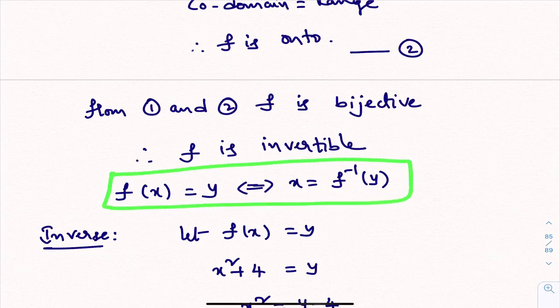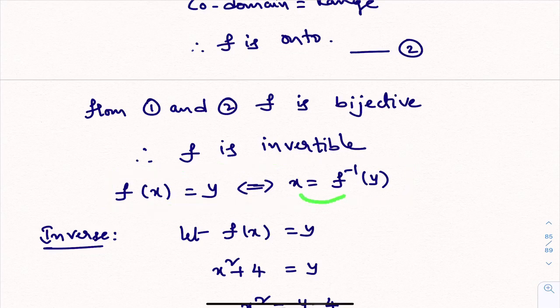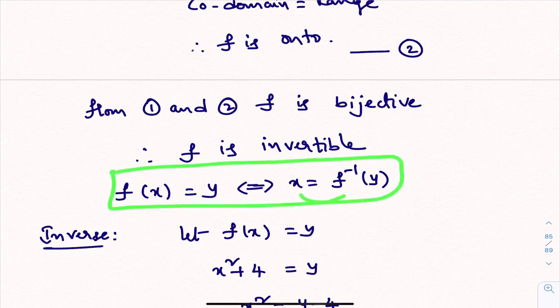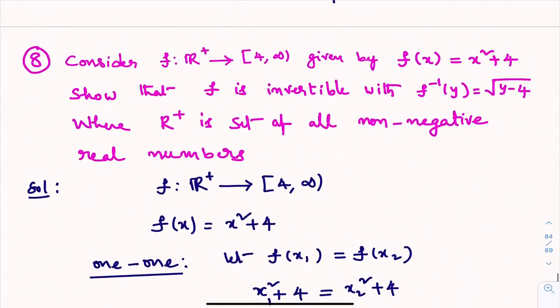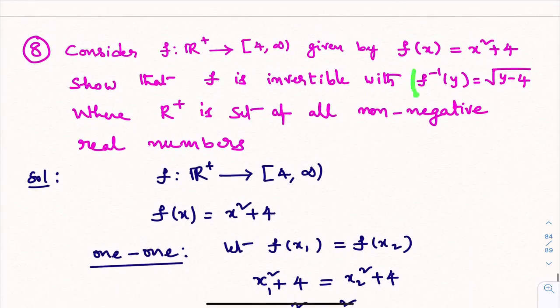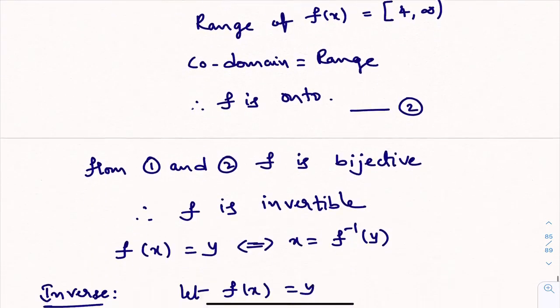When the function is invertible, we can write this step: f of x equal to y if and only if x equal to f inverse of y. When the function is invertible, then we can use this information. Okay, I have shown that the function is invertible. Now what is remaining in the question? They are asking to show that its inverse is like this, right? Okay, now I need to find its inverse.